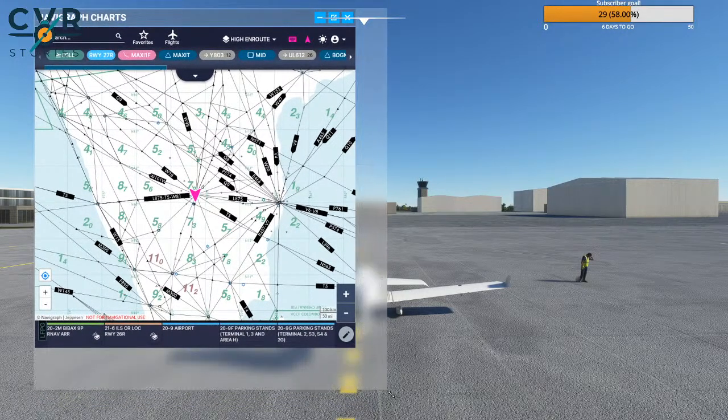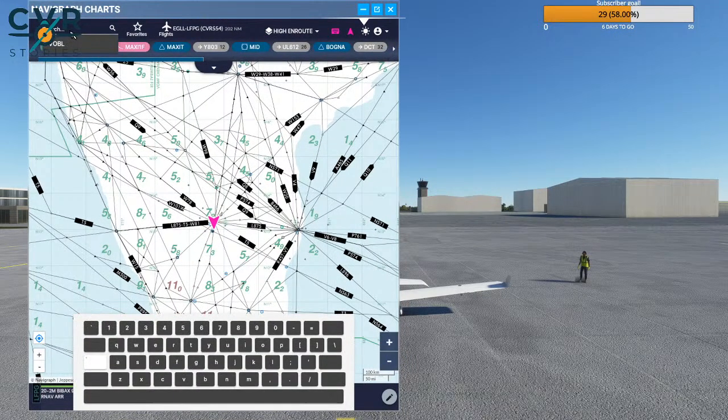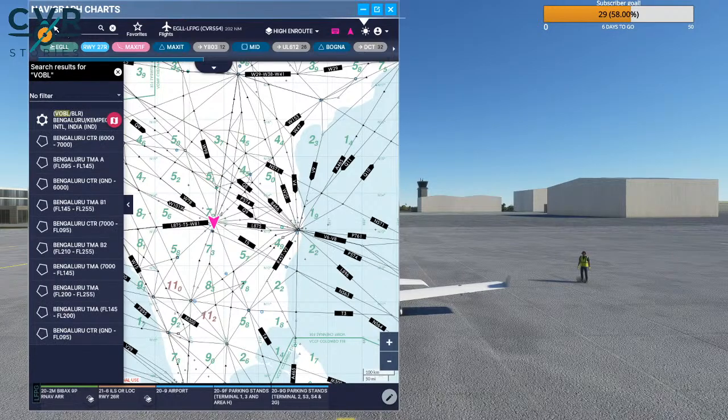So let's just expand this up a little so that you guys can see a little better. And let's again open up Bangalore. So VOBL is the ICAO identifier for Kempegowda International Airport. V is the first letter that we use in India. V is also used in all previous colony states.